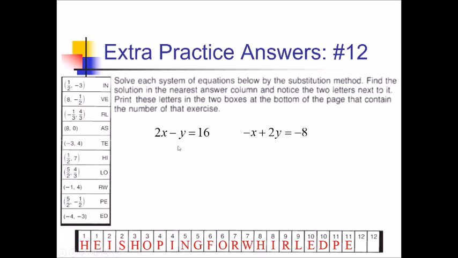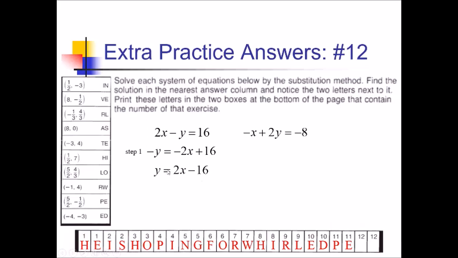And then to get this y alone, one thing I could do is subtract the 2x from both sides. So I can write negative y equals -2x plus 16, or 16 minus 2x, doesn't really matter. But then I have to get a positive y, not a negative one. So if I multiply this whole equation by -1, I can write y equals positive 2x minus 16.